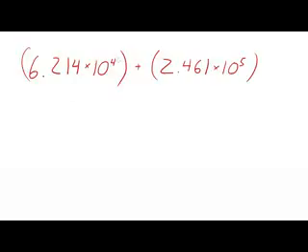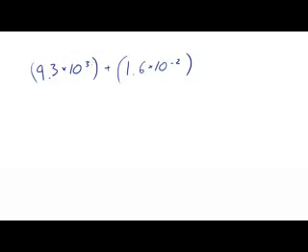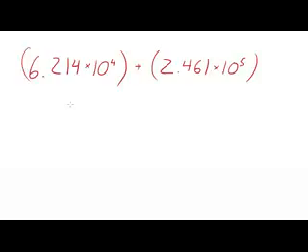So right here, I'm working with two positive exponents, 10 to the fourth and 10 to the fifth. In the next example, I'm going to be showing you -3 and -2, and lastly I'm going to be showing you what happens when you try to add scientific notation with a positive exponent and a -1. It's kind of weird, so just stick with me and follow along.